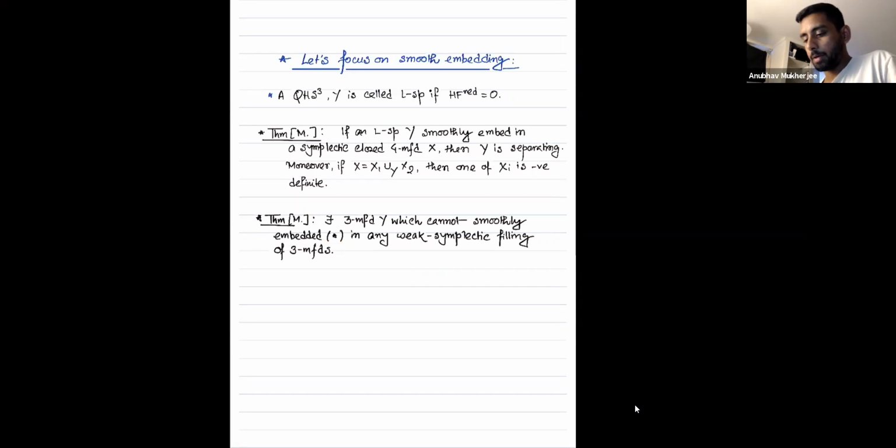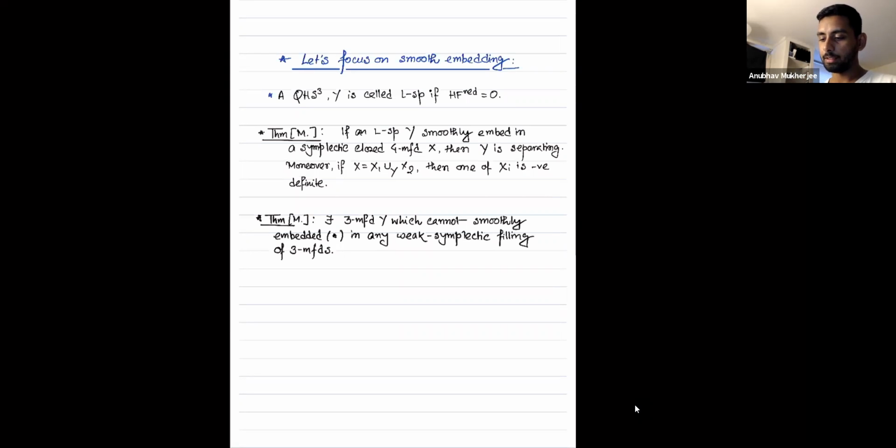It's saying that, in particular, there exists a 3-manifold which not only has no fillings, but which actually cannot be embedded inside any fillings. As I said, the existence of manifolds with no filling was known before. This is somehow stronger, because it says that not only does this manifold have no filling, but you cannot even embed it smoothly inside any filling of a manifold.